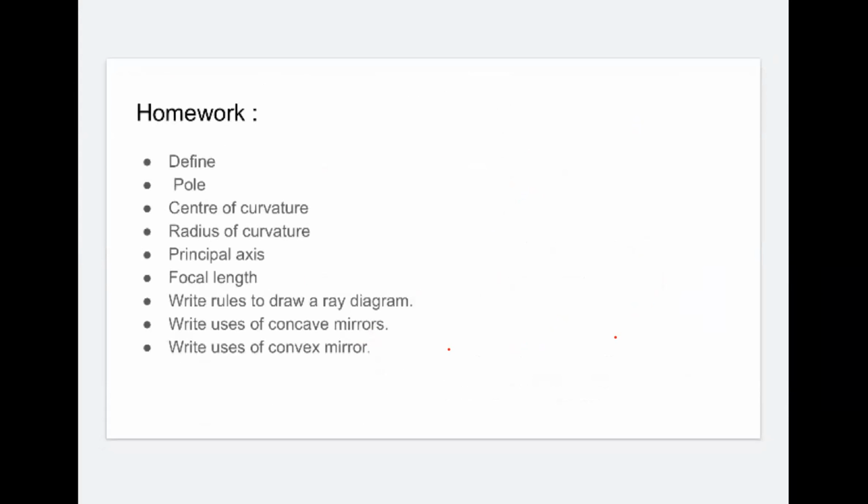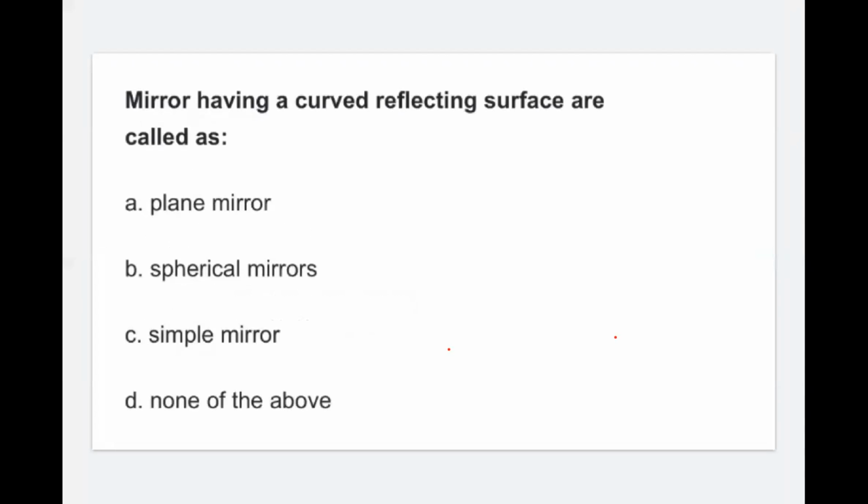Then we saw the homework question also. This is the assignment question that you are going to do in your book today. We saw various MCQs pertaining to today's topic.